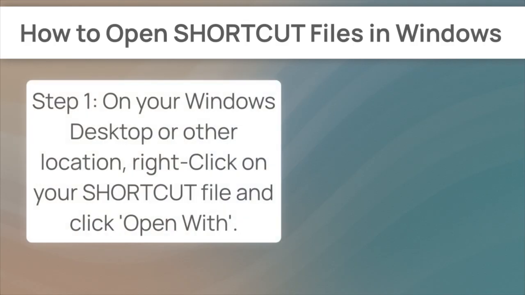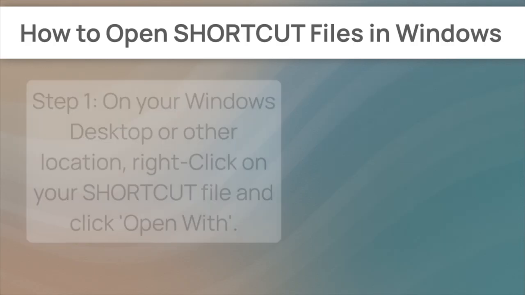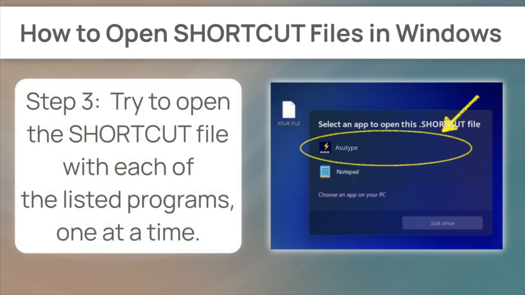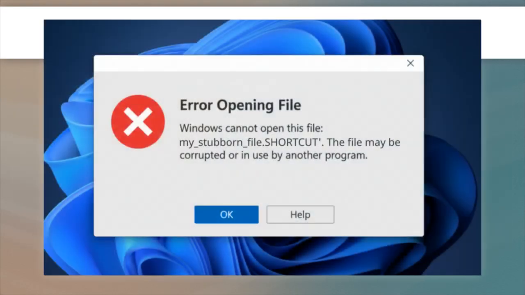To open this specific format, right-click your shortcut file and select Open With. If Asutype is available, use that first. If it's missing, choose another program. Don't worry if it takes a few attempts to find the right one. When a shortcut file fails to open, it is usually for a basic reason.